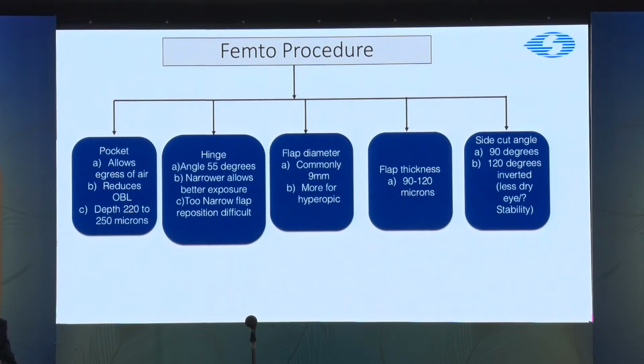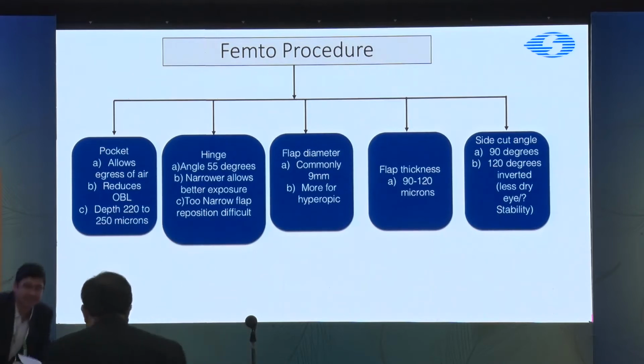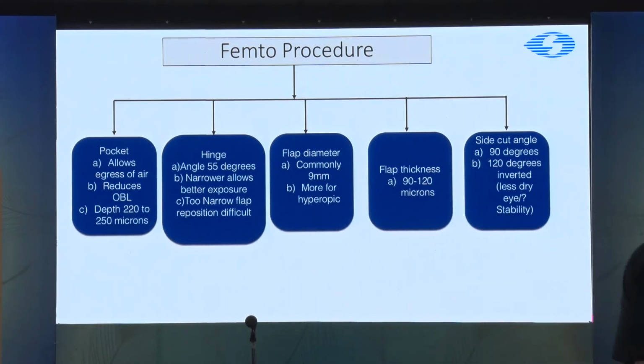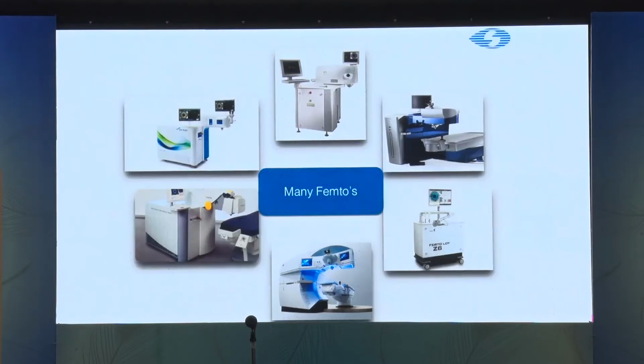The reason for that is the narrower the hinge angle, the greater the area that is exposed, but you can't make the hinge angle too narrow, otherwise when you reposit the flap, there's a chance of flap striae. So we'll go to the complications later, and I'll show you what happens there. The flap diameter, commonly, like I said, is 9 millimeters. The side cut angle, inverted side cuts are more in vogue. That means greater than 90 degrees because literature says that there's less dry eye and better stability of the flap when you do a slightly higher than 90 degree side cut angle.